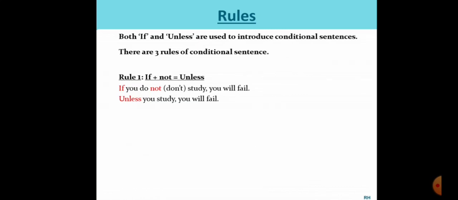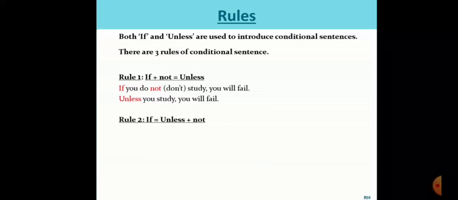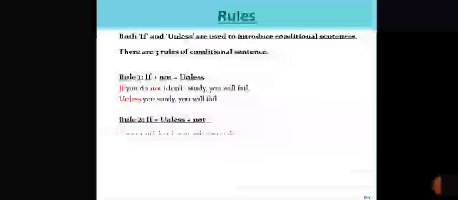Now the next rule, students, rule number 2, is that if the sentence only has the word "if" and there is no negative word "not", then what will we do? We will change the sentence with the word "not" in "unless". When we want to change the sentence with the word "unless", we will add the word "not". So the meaning doesn't change, students. How? Let's look at it.